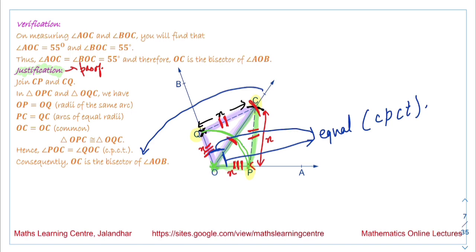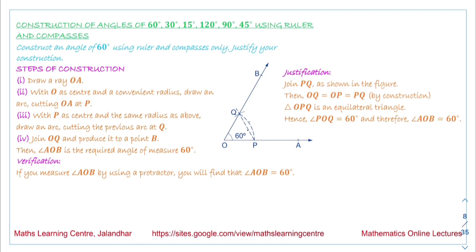Now the next construction that we have is, we have to construct the angles of measure 60 degree, 30 degree, 15 degree, 120 degree, 90 and 45 degree using ruler and compass. So first we are going to draw the angle of 60 degrees. We are going to draw this angle.